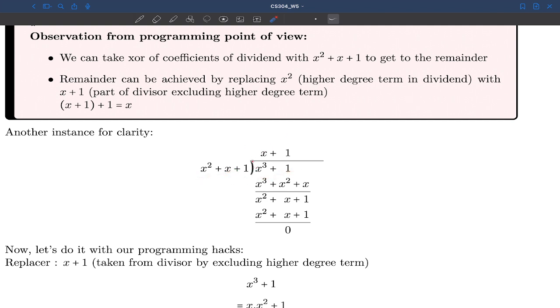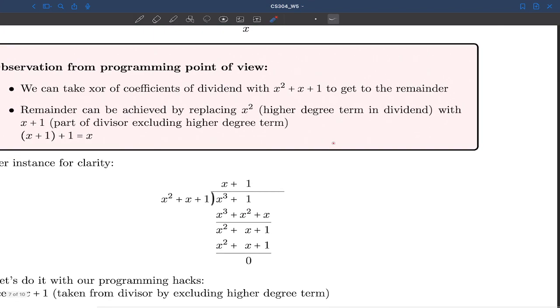So the long method is that I need the term x cube, so I have to multiply it with x, so I will get x cube plus x square plus x. Now you will either subtract them, then solve modulo 2, or just take XOR of them. You will get x square plus x plus 1 and x square plus x plus 1. Now that will go one time with the divisor, so you are getting remainder 0 here. So that was the long way of doing this.